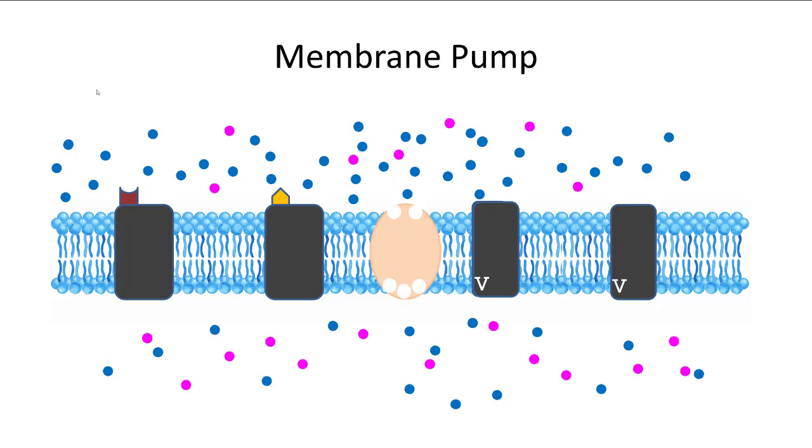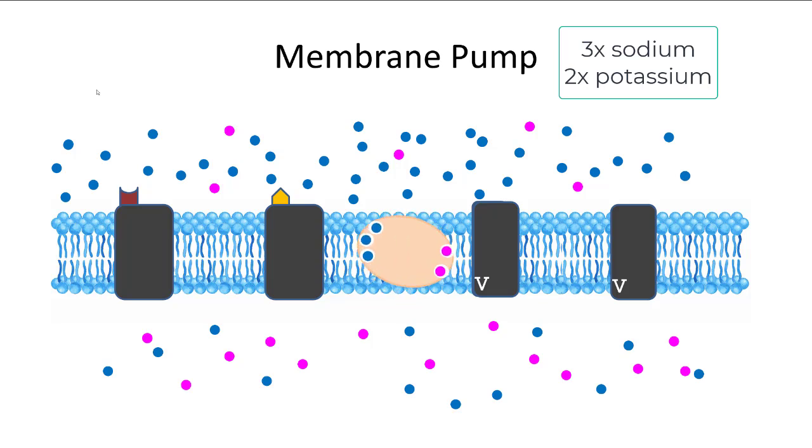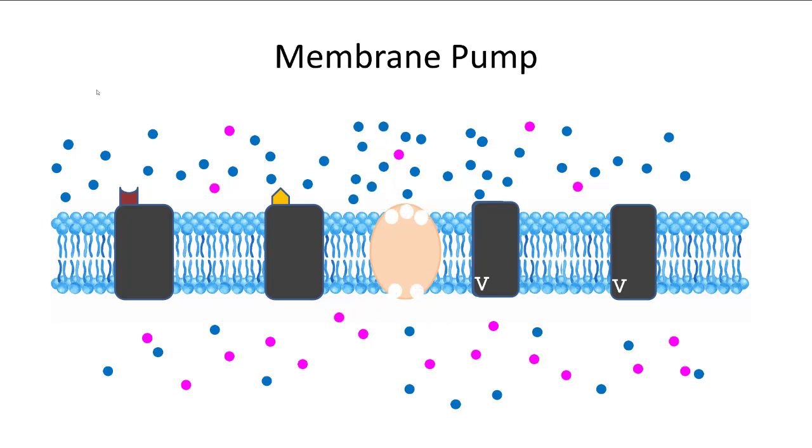In actuality, the pump not only moves sodium out, but it also moves potassium back in at the same time. Both ions are being moved against their concentration gradients, thus needing ATP. This returns them to their proper balance.